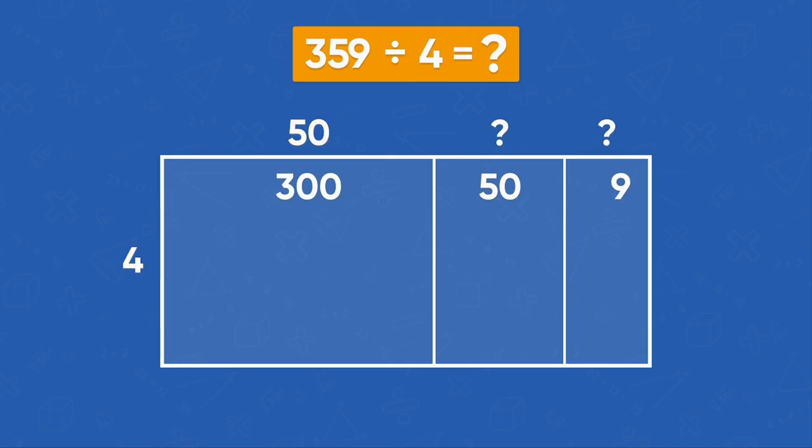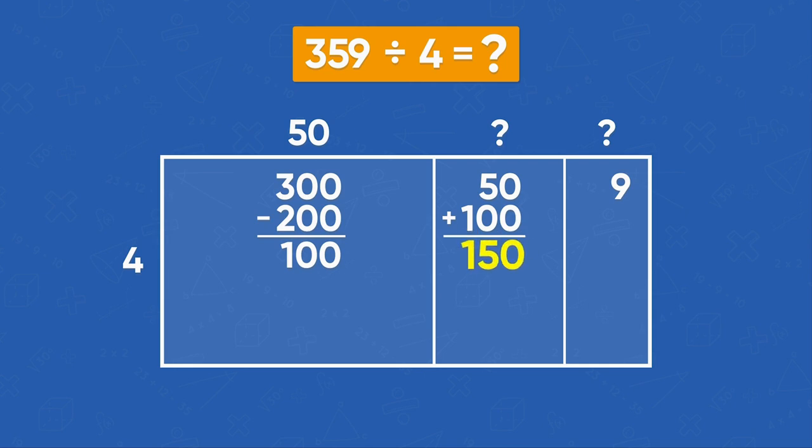To find out how much area is left, we multiply 4 times 50, which is 200. Then subtract 300 minus 200. 300 minus 200 is 100. We move that amount over to the next section and add it to the 50 already there. This section now has 150.